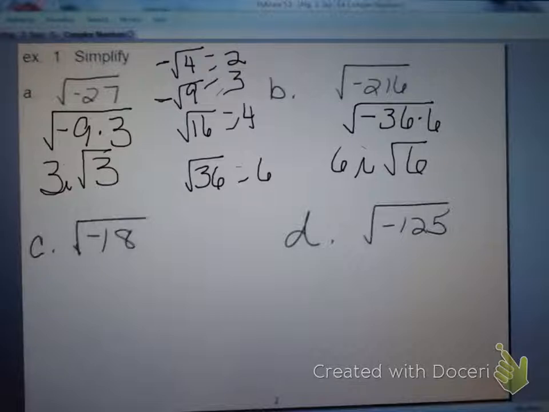Example C, square root of -18. I'm going to break that down to square root of -9 times 2. Square root of -9 is 3I. Cannot take the square root of 2, so it stays inside the radical.